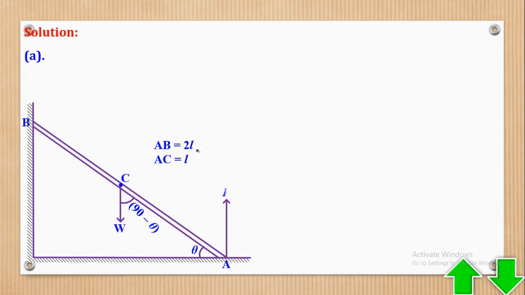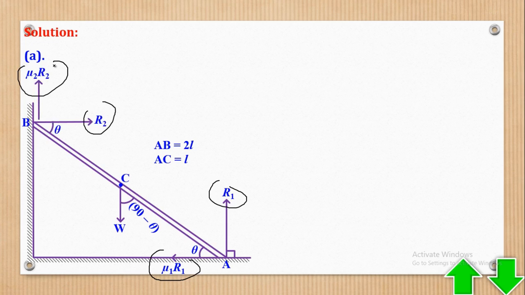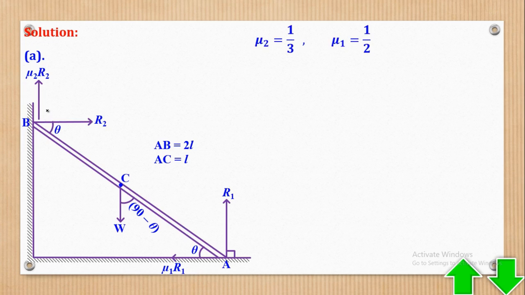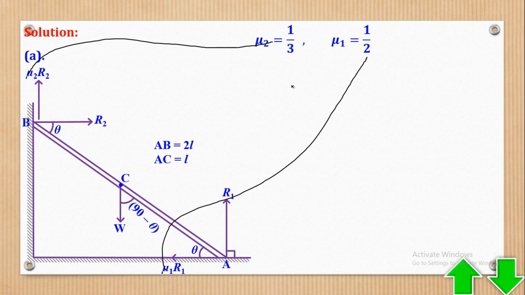Next we shall show the normal reaction at the horizontal ground and also the frictional force at the horizontal ground. Then also we shall show the normal reaction on the vertical wall and friction at the vertical wall. So this angle and this are alternate, that's why they are equal. So basically those are the forces. Now let's start answering. So they told us that the coefficient of friction at the vertical wall is a third and that on the horizontal ground is a half in the question.